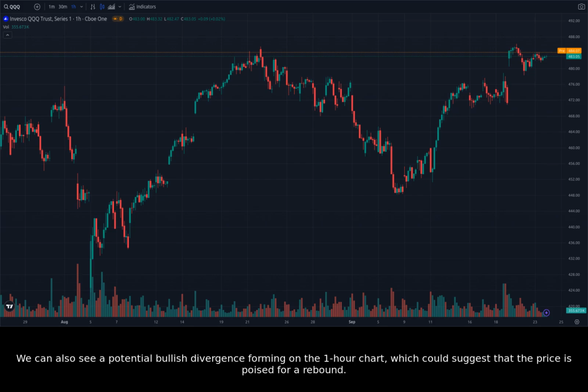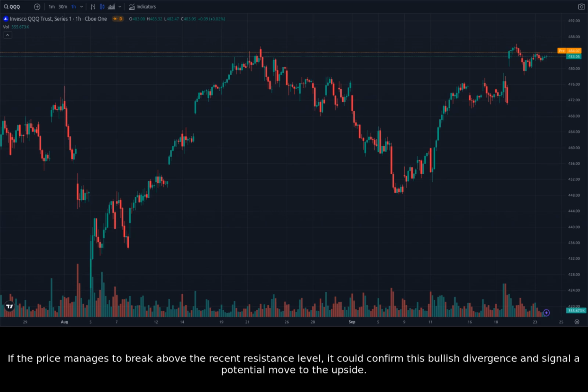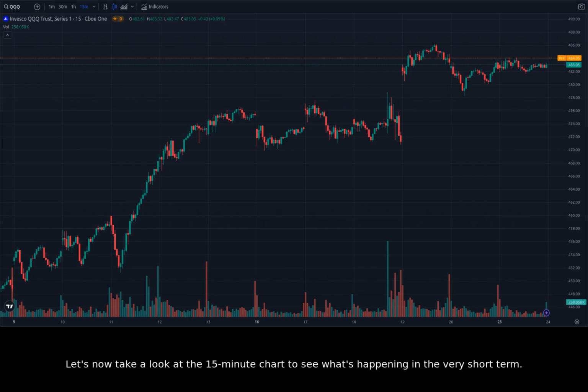We can also see a potential bullish divergence forming on the 1-hour chart, which could suggest that the price is poised for a rebound. The RSI indicator has been making higher lows while the price has been making lower lows, which is a classic bullish divergence pattern. If the price manages to break above the recent resistance level, it could confirm this bullish divergence and signal a potential move to the upside. Let's now take a look at the 15-minute chart to see what's happening in the very short term.